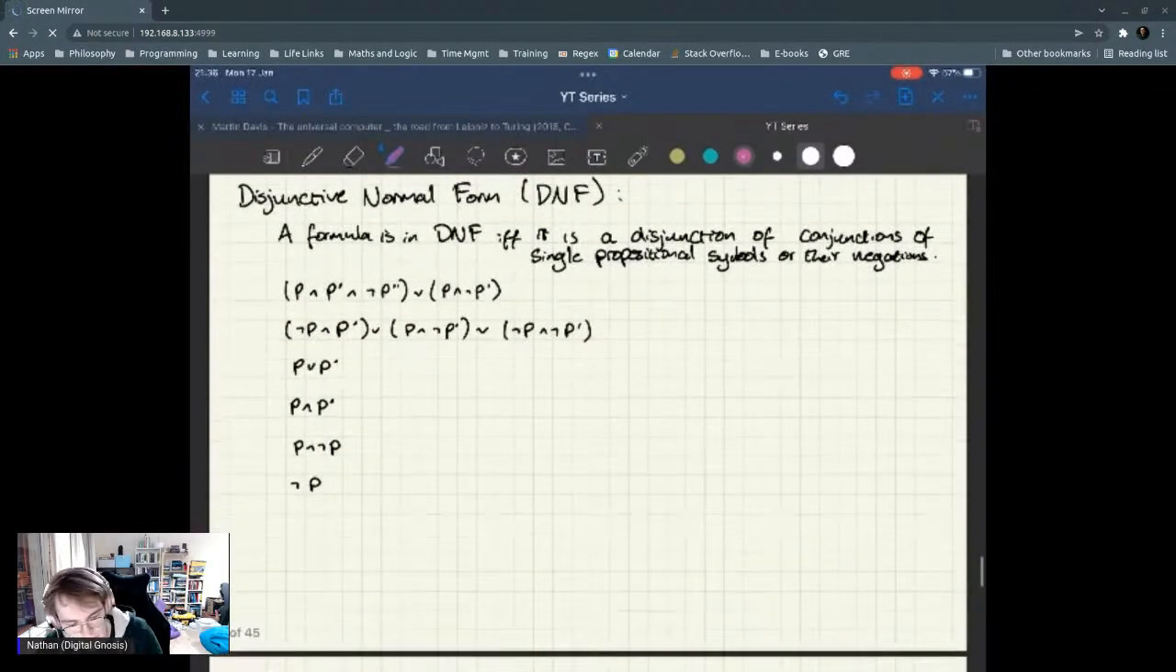So our next topic then that we're going to come on to is disjunctive normal form. So disjunctive normal form is a way of writing out a formula. So it's basically just a form.